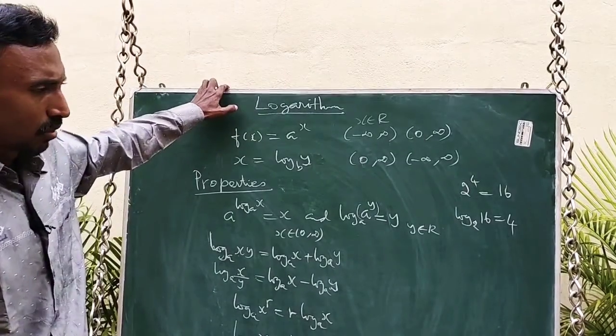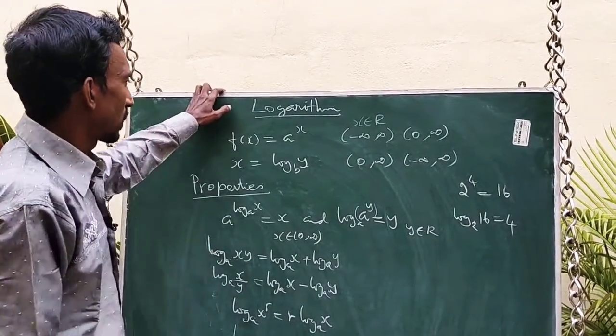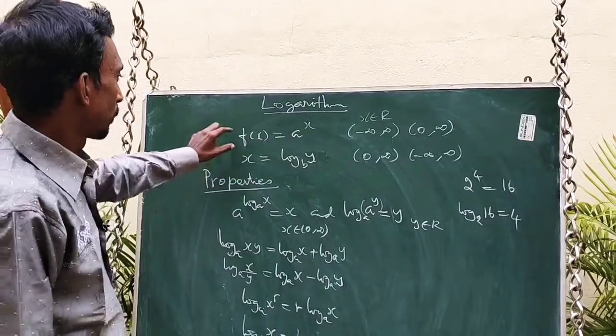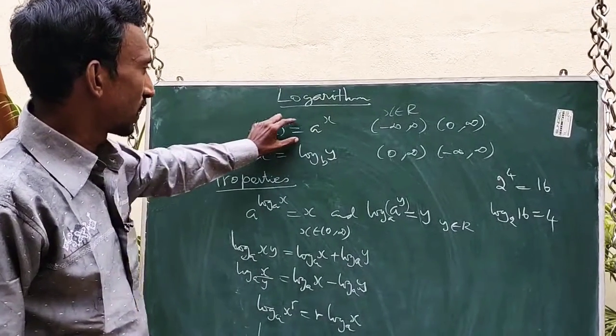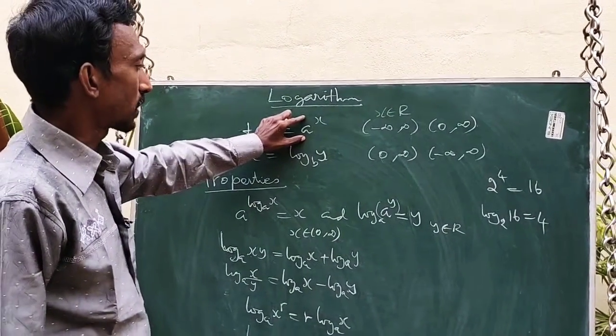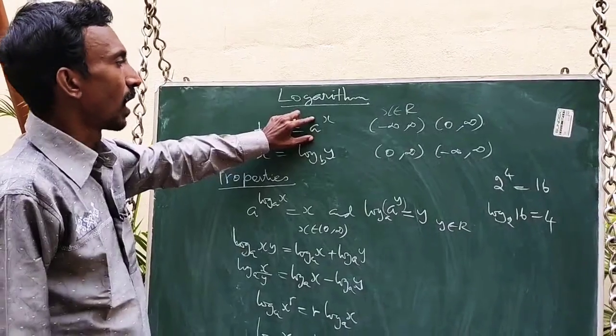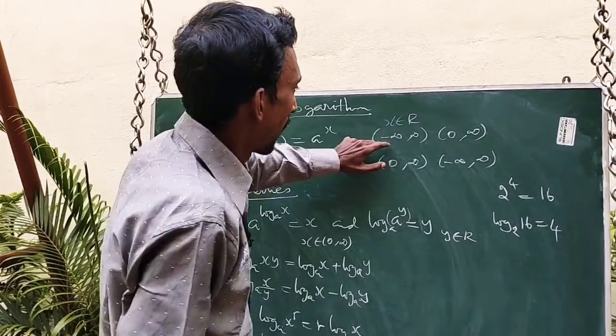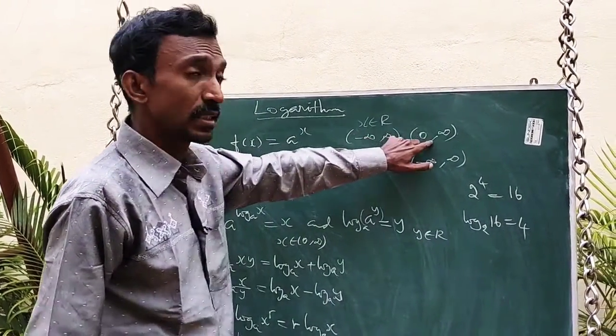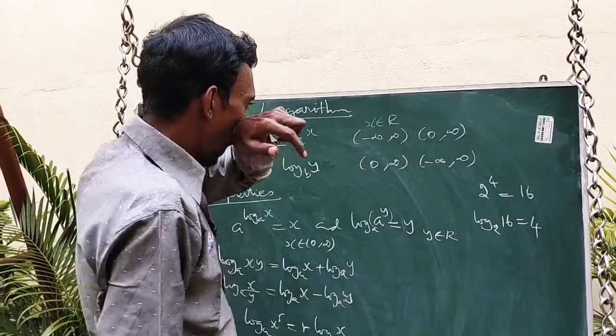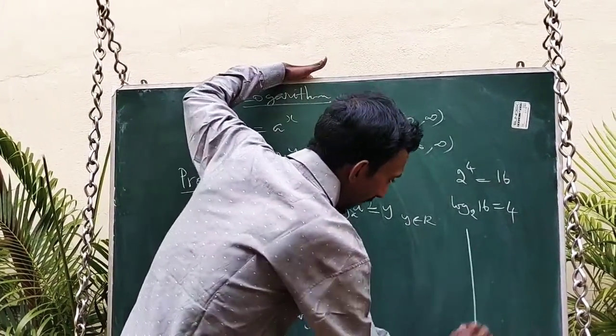So in the last class we completed the exponential function, y equal to f of x is equal to a power x. It is called the exponential function. Here the domain is minus infinity comma plus infinity and the range is 0 to infinity. I think you all know the diagram.